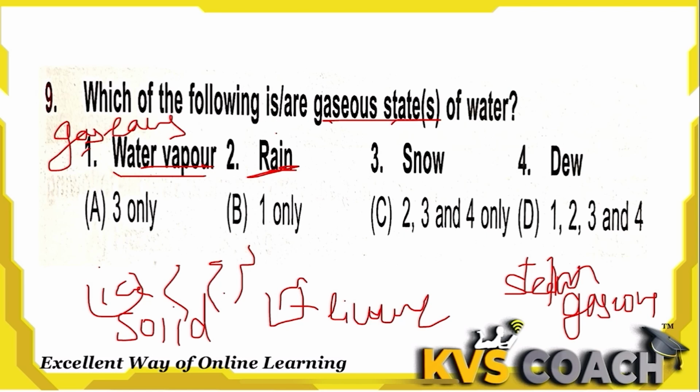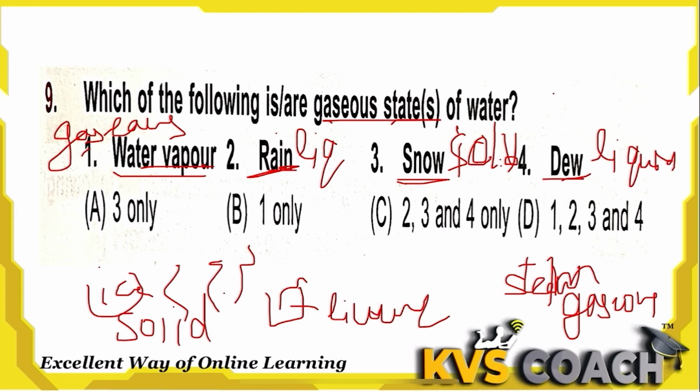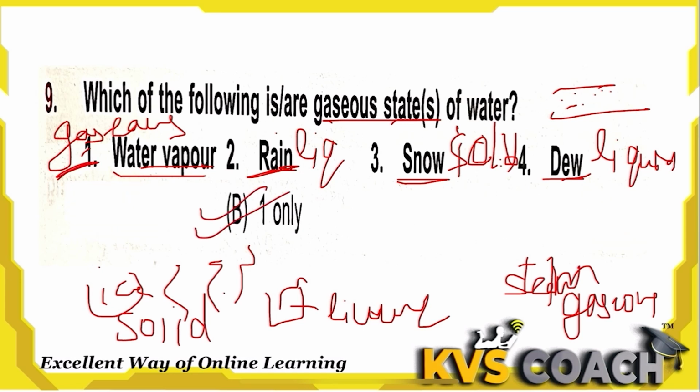B, rain. Rain we get in the liquid state, not gaseous. Snow. Snow is ice. That is solid state. And dew. Dew is water that forms on exposed objects in the morning or evening as a result of condensation. Dew is also a liquid state. Have you ever seen water drops in the morning and evening on the glass or on the leaves? That is called dew. So only one is gaseous state. Option B is the right answer.